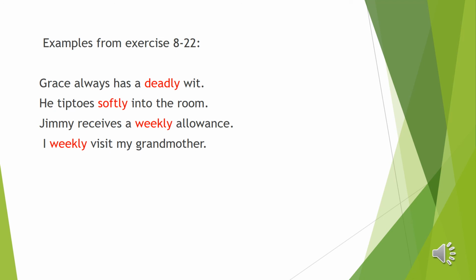But in the next sentence, I weekly visit my grandmother, weekly here is not an adjective. It is an adverb because it describes the times I visit my grandmother. How often do you visit your grandmother? The question is. And the answer is, I weekly visit my grandmother. So weekly is an adverb of time. I'm talking about the number of times I visit my grandmother. So it is an adverb of time. And because it is an adverb of time, the ly in weekly is ly adverbial, not adjectival.